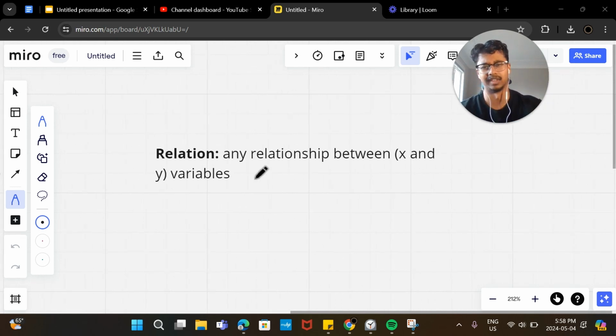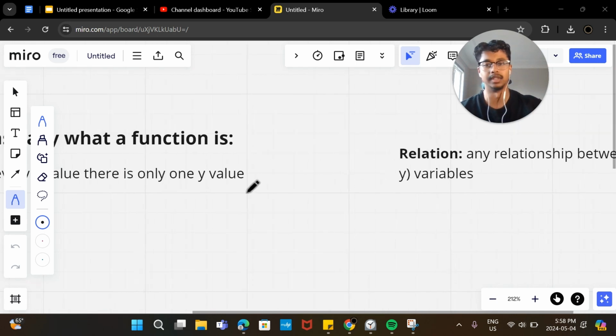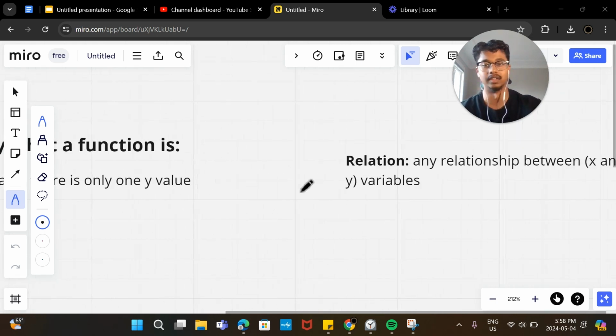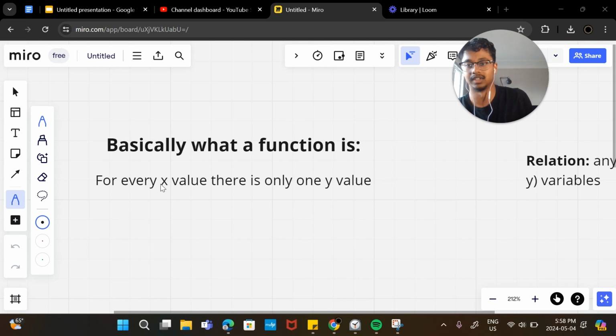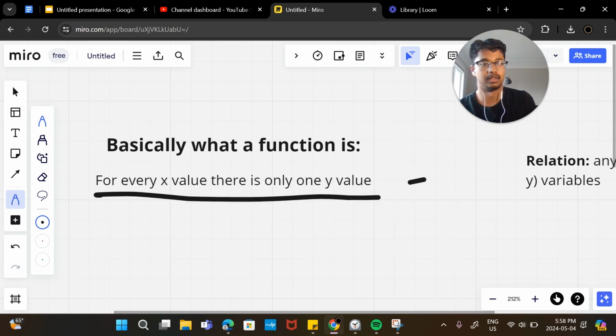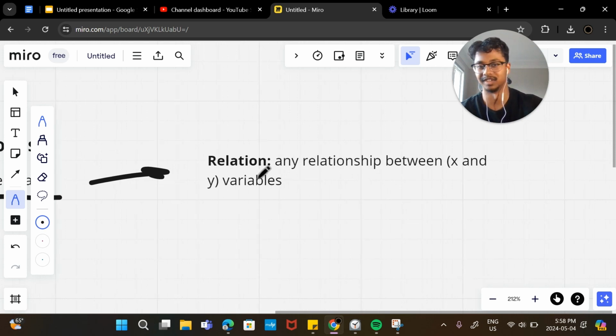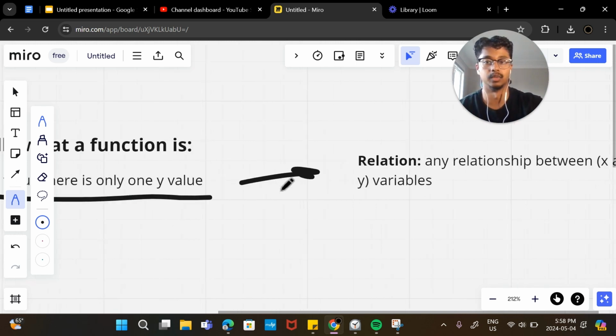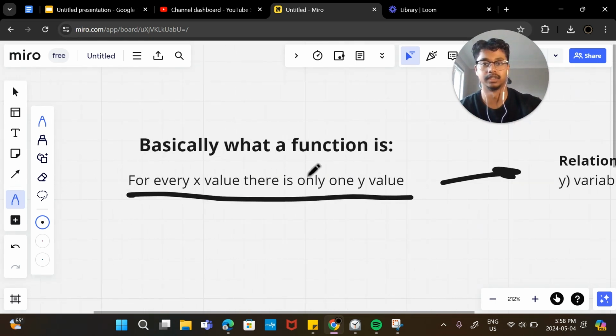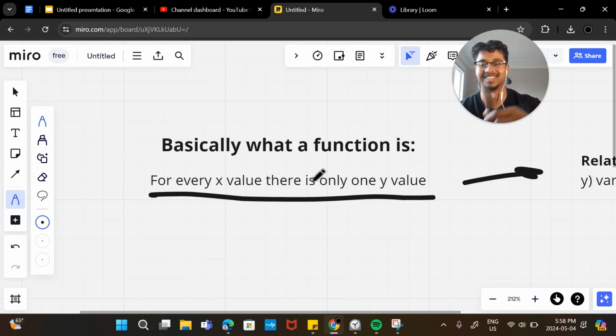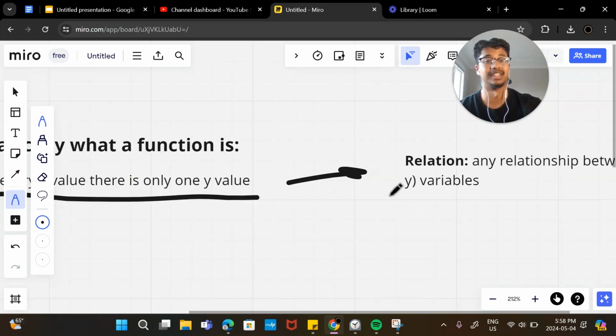So I even wrote a kind of definition over here, but just remember this one, and literally anything that doesn't match this definition, that is a relation, okay? So you can just briefly read over this. A relation is basically any relationship between two variables, between an x and a y variable. And we'll actually get into what a function looks like, and then we can compare it to a relation.